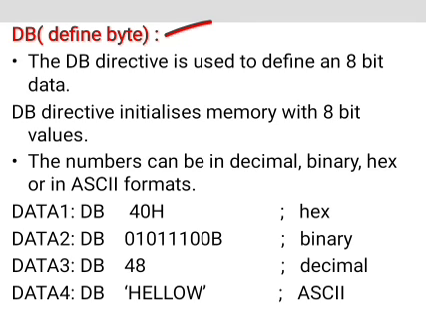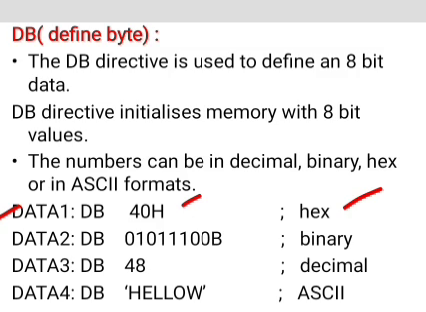Next directive is the DB, define byte. This directive is used to define 8-bit data. It initializes memory with 8-bit values. The number can be in decimal, binary, hexadecimal, or in ASCII formats. For example, data 1 DB 40H, that means in hexadecimal.